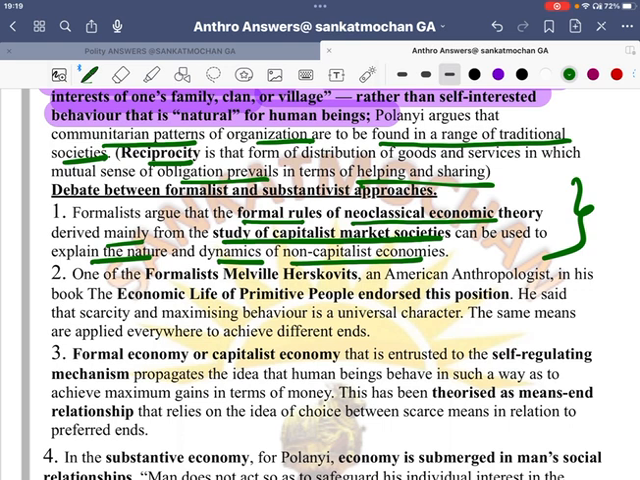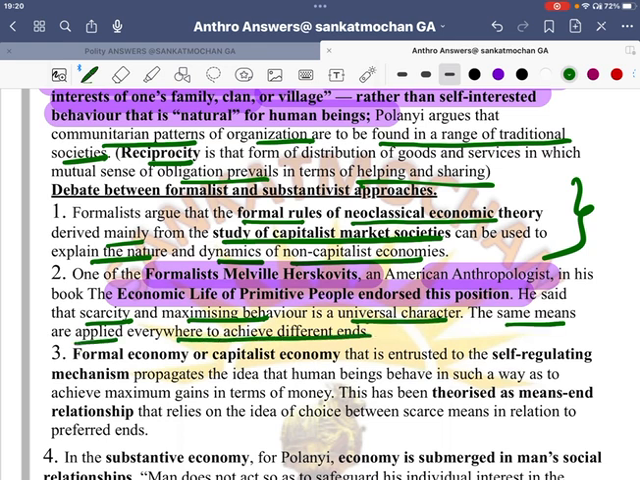Fine. One of the formalists, Herskovits, an American anthropologist, in his book, see what I have done, I have mentioned the name. One was Polanyi, and here Herskovits, an American anthropologist, his book is Economic Life of Primitive People, and he endorsed his position. He said that scarcity and maximizing behavior is a universal character. The same means are applied everywhere to achieve different ends. See, this is true, but up to a certain extent.